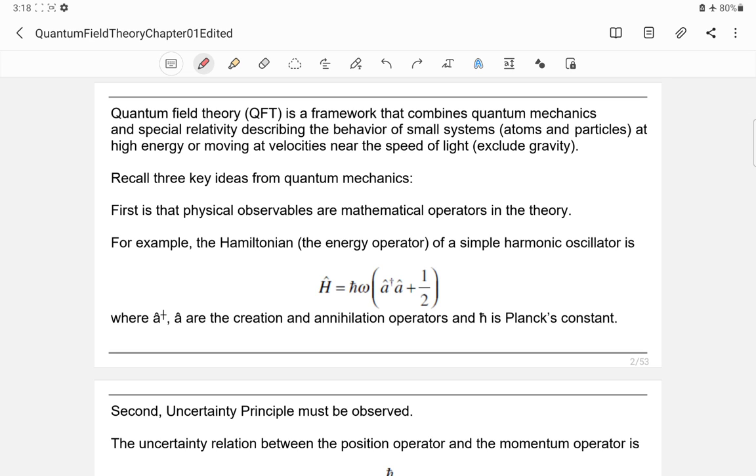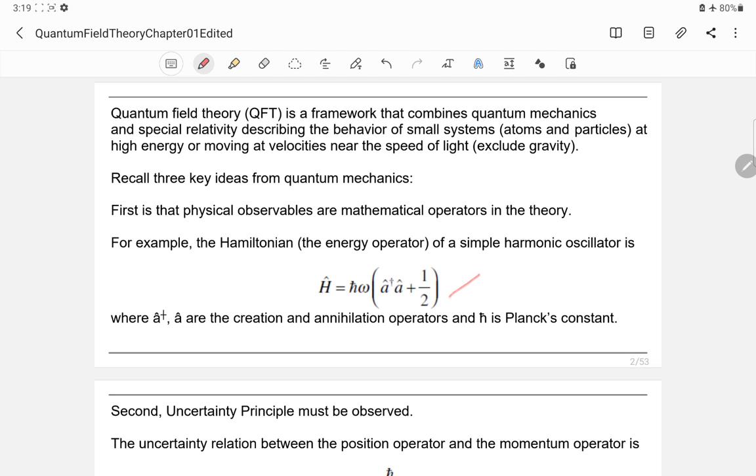Recall the three ideas from quantum mechanics. First one is that all physical observables are mathematical operators in the theory. That is, they're in the form of derivatives or matrices or whatever. They're operators. They're not quantities, but they give out quantities when operated on a system. For example, the Hamiltonian, or the energy operator of a simple harmonic oscillator, looks like this one here.